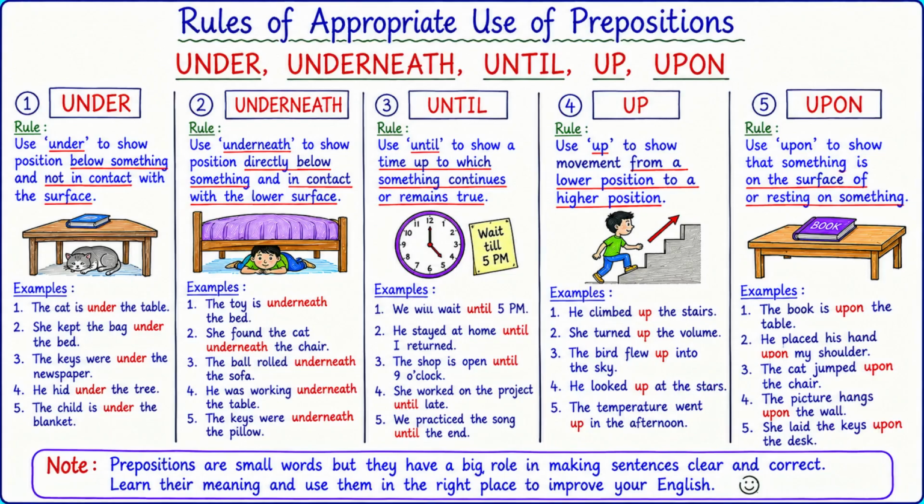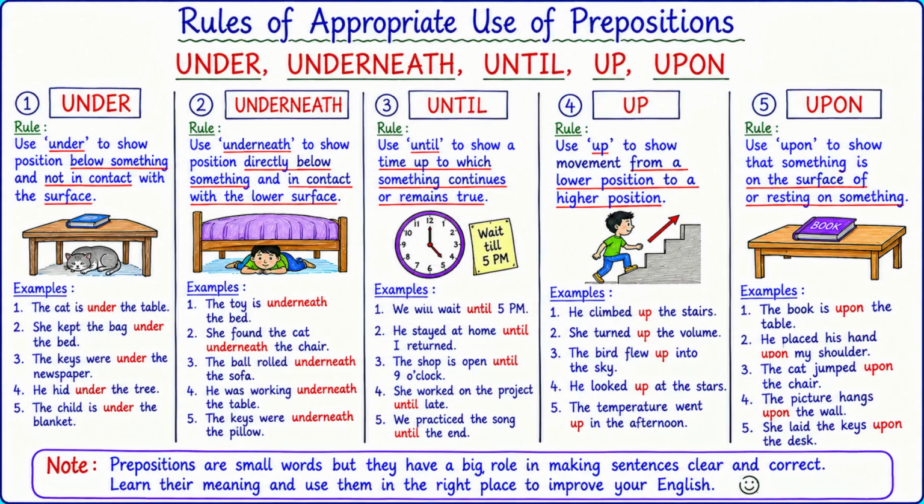3. The ball rolled underneath the sofa. The ball moved below the sofa. 4. He was working underneath the table. He was positioned below the table. 5. The keys were underneath the pillow. The keys were below the pillow. So, remember, underneath means directly below or beneath something. In many everyday sentences, under and underneath can be used interchangeably. For example, the cat is under the chair or the cat is underneath the chair. Both are correct.